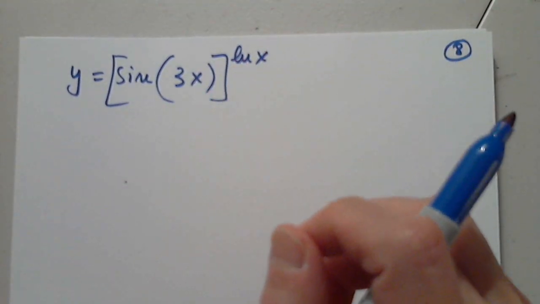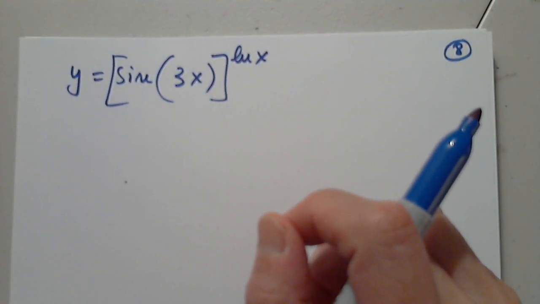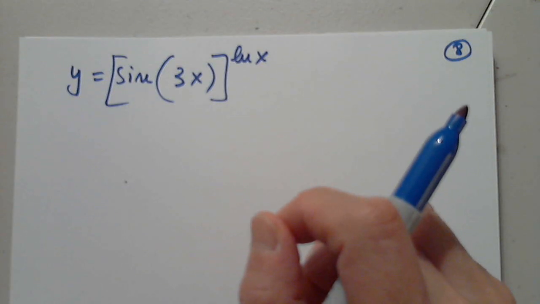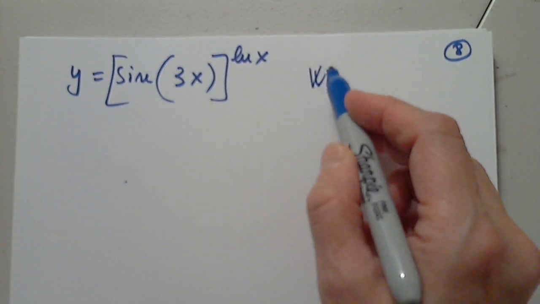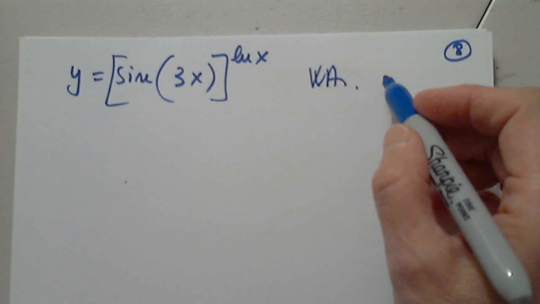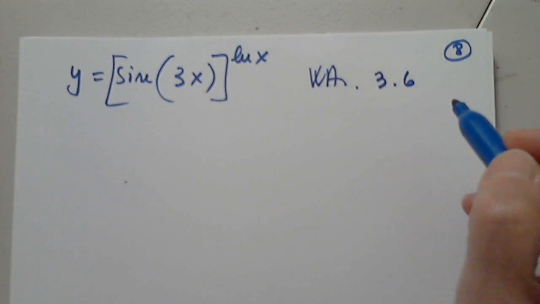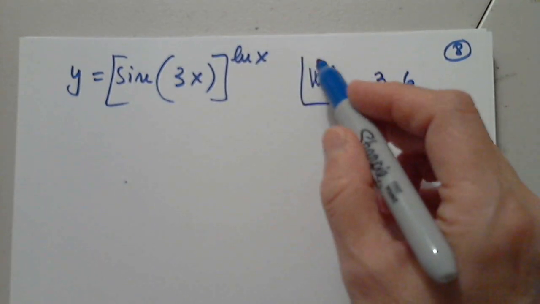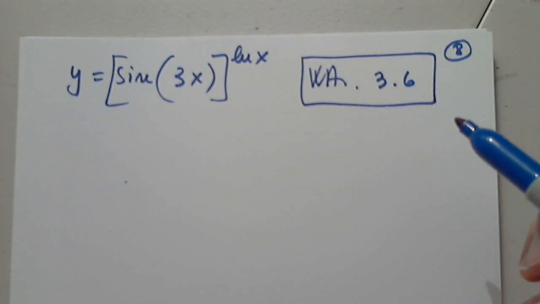Talia, are you getting it from the book? Yeah, this is actually from WebAssign. Give me one second. This is 3.6, the derivatives of logs and inverse trig functions. All right, thanks. Good. You're welcome.